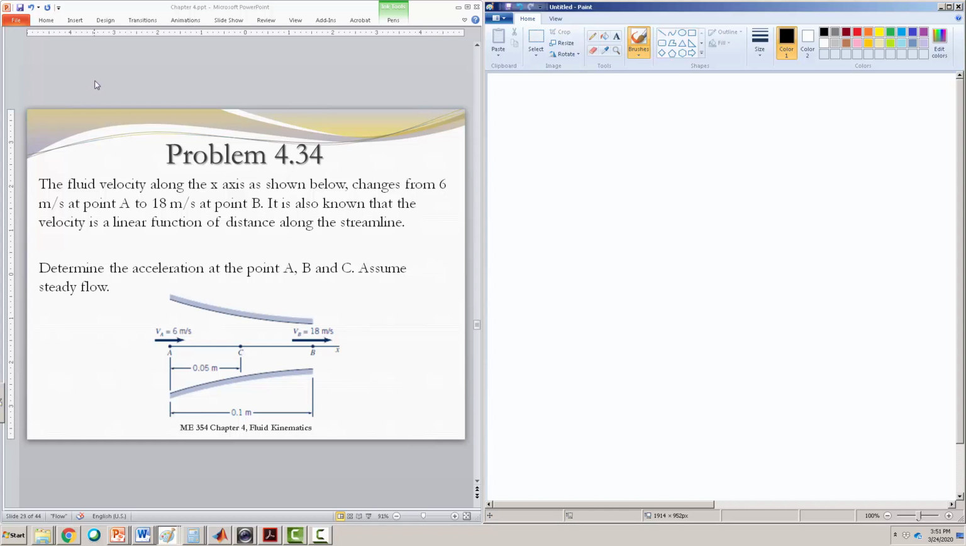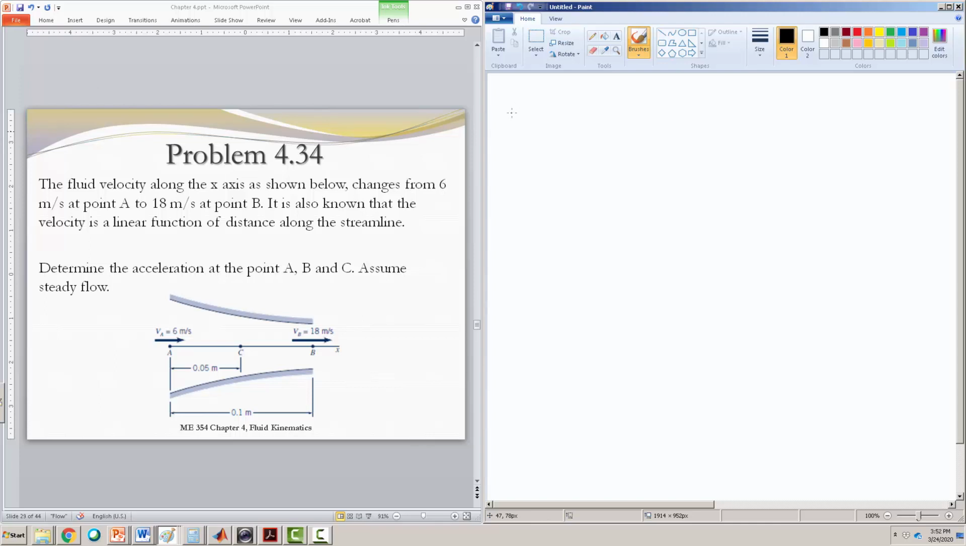Problem 4.34. In this problem, there is a fluid with a velocity along the x-axis, as shown below, that changes from 6 meters per second at point A to 18 meters per second at point B. It is also known that the velocity is linear as a function of the distance along the streamline. We need to determine the accelerations at point A, point B, and point C.